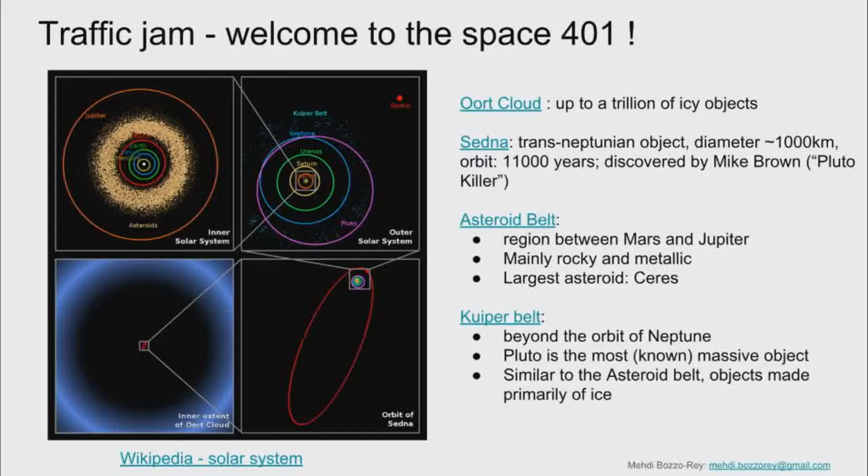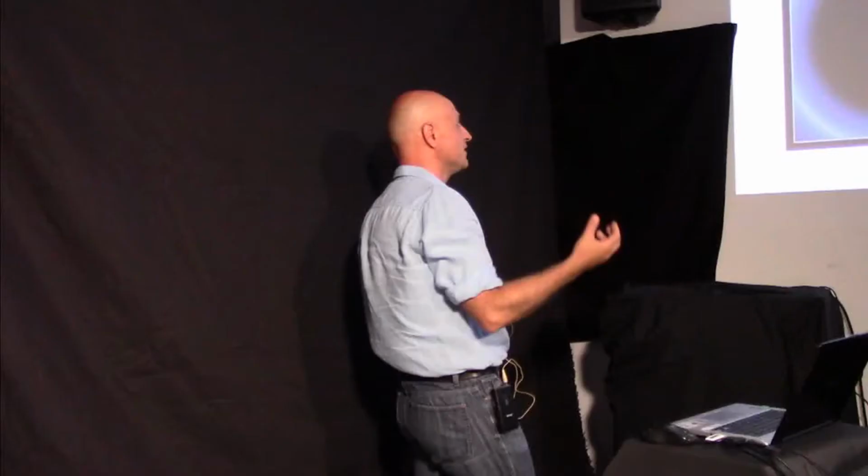And then we'll go to our last donut for tonight. In the inner solar system, you clearly see that big ring, it's the asteroid belt. So the big difference between the asteroid belt and the Kuiper belt is that the asteroids are mainly rocky and metallic.